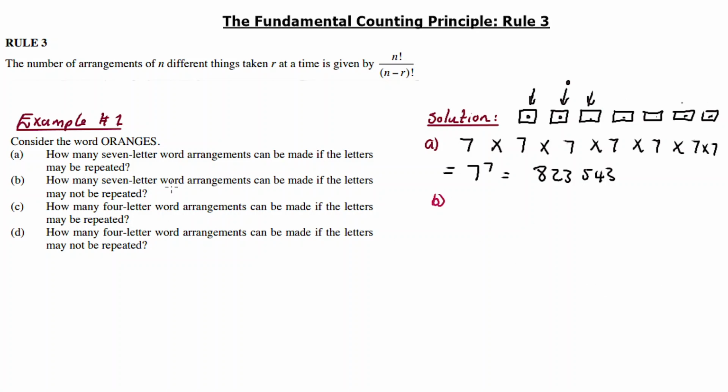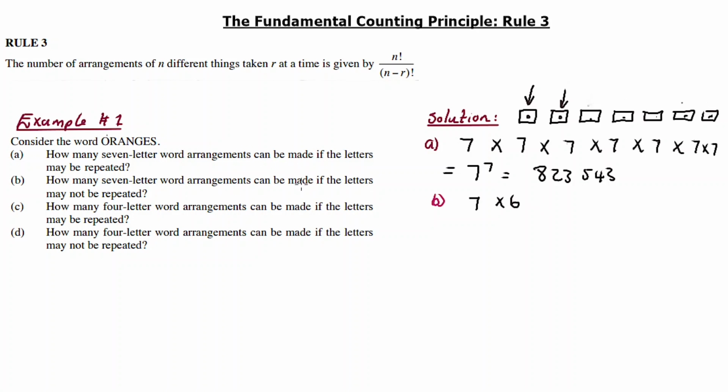Then B. How many 7-letter word arrangements can be made if the letters may not be repeated? This time they cannot be repeated. So I have 7 blocks. Each block represents a letter. For the first block, I have 7 choices. For the second block, I have 6 choices this time. I cannot repeat them, so if I choose O, it is gone.